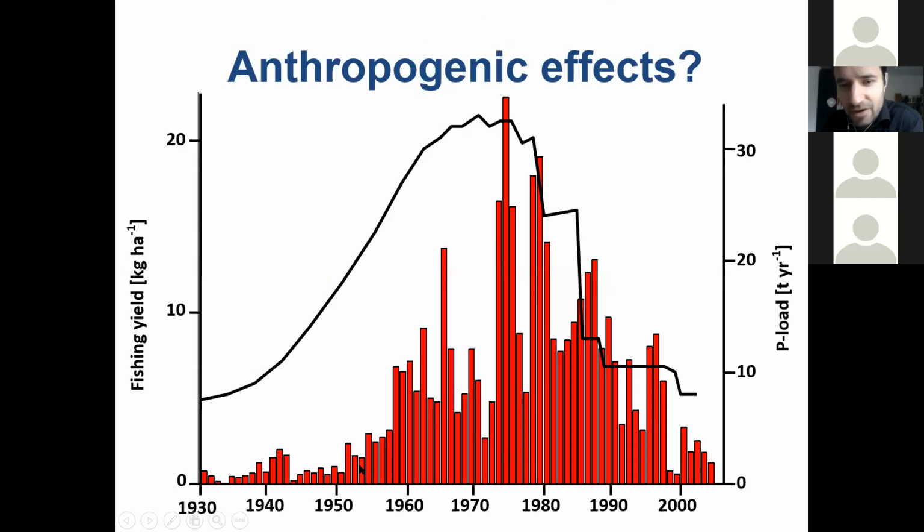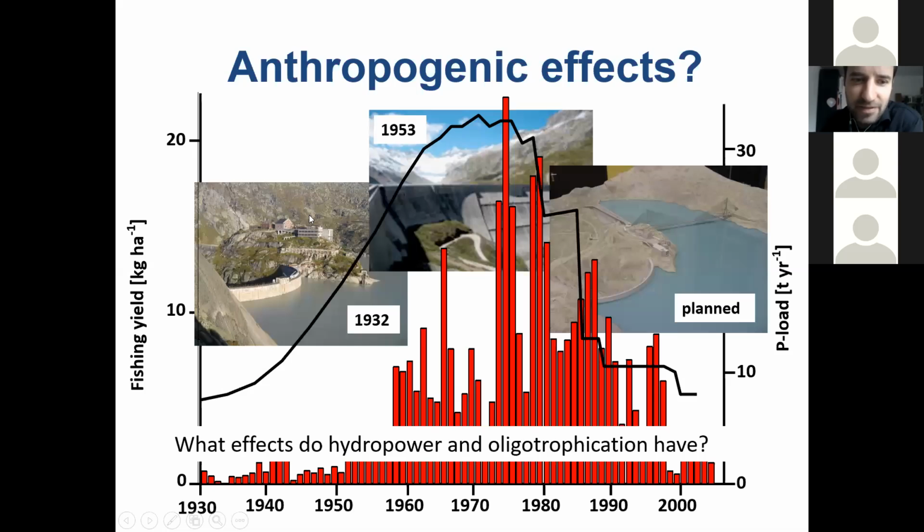This is the figure I always show with this baseline argument. And what I also want to show here: in 1932, the first hydropower plant was constructed. In 1935, the other 7 reservoirs were built, in 1953. And now the company planned to increase by 23 meters the hydropower reservoir. You can see here the fishing yields, they actually increased up until the 70s. And since the 70s, they have been declining.